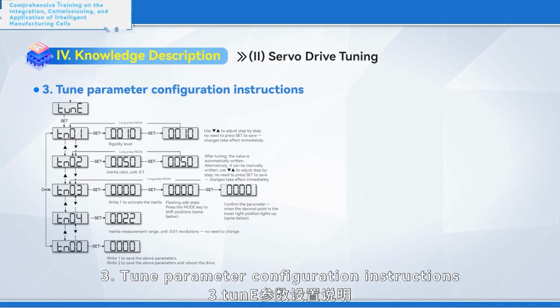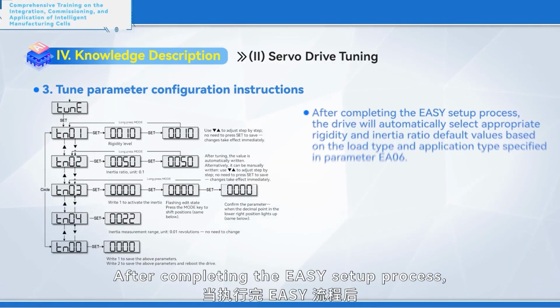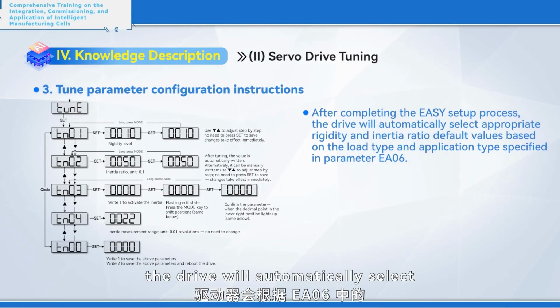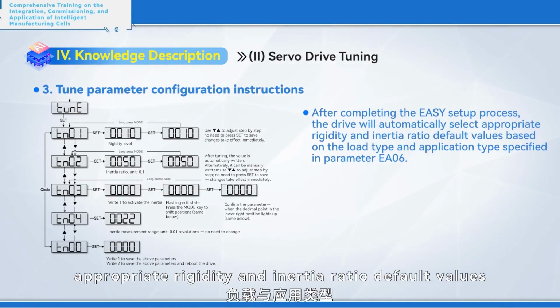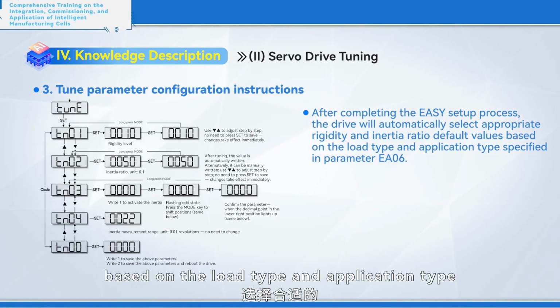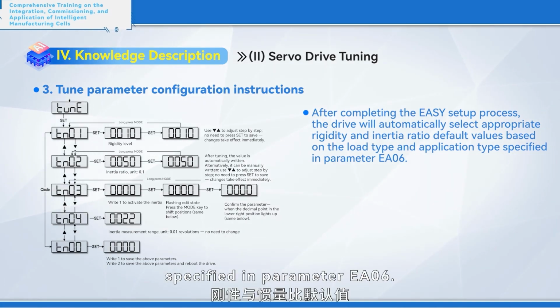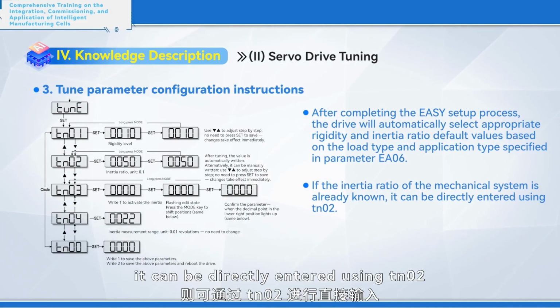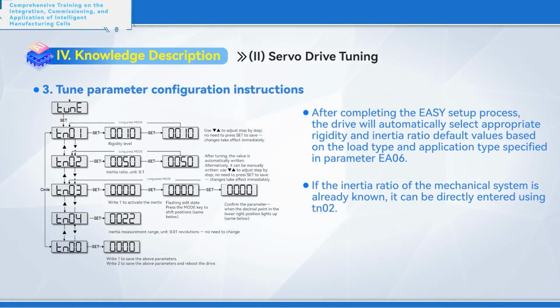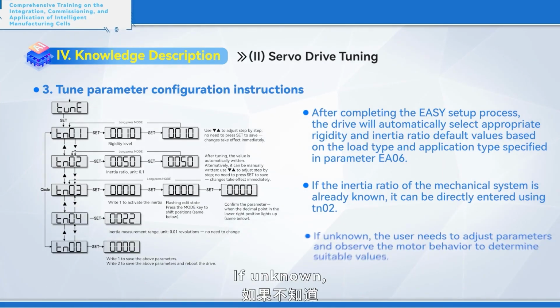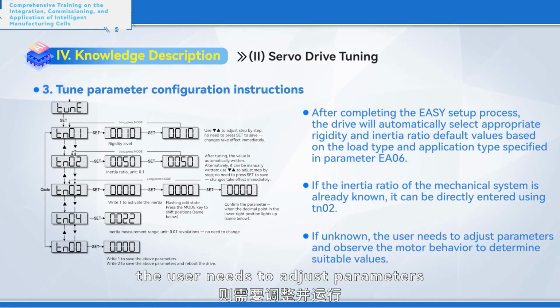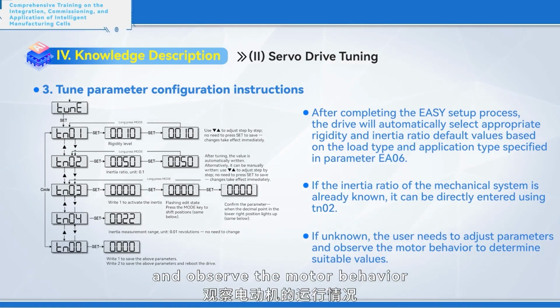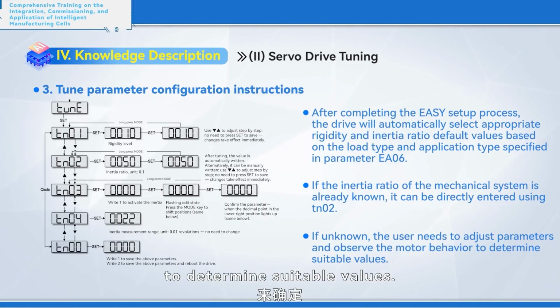3. Tune parameter configuration instructions. After completing the easy setup process, the drive will automatically select appropriate rigidity and inertia ratio default values based on the load type and application type specified in parameter EA06. If the inertia ratio of the mechanical system is already known, it can be directly entered using TN02. See the table for reference. If unknown, the user needs to adjust parameters and observe the motor behavior to determine suitable values.